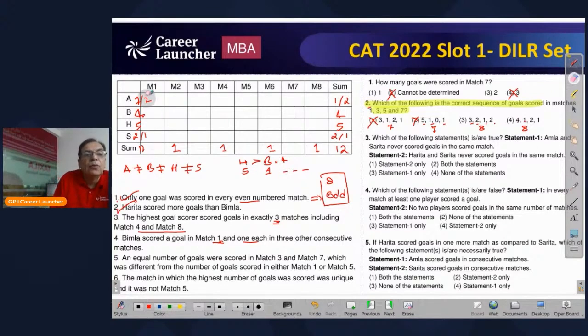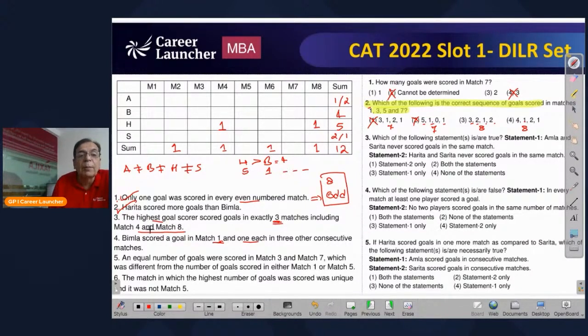Okay, let's go further. So going back to the highest goal scorer. The highest goal scorer scored in exactly 3 matches, including match 4 and match 8. Highest goal scorer is Harita, so she would have scored 1 goal in match 4 because in match 4 only 1 goal was scored. Similarly, in match 8 only 1 goal was scored. Okay, has scored a goal in match 1.